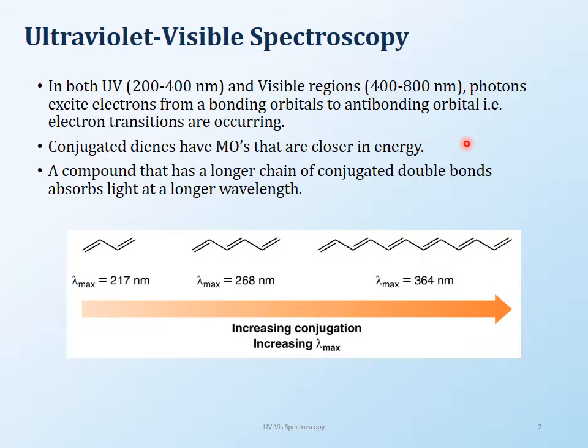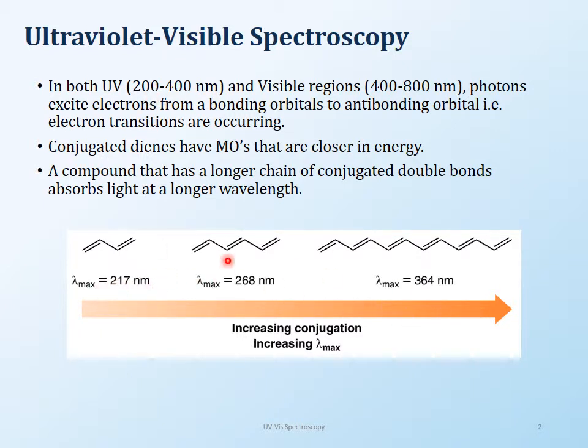As we talked about in conjugation, conjugated dienes or conjugated compounds have molecular orbitals that are closer to each other in energy, which means the electron transitions can occur a lot more easily. If they occur more easily, they don't require so much energy. If they don't require so much energy, then you will see the absorption more in the visible region than in the ultraviolet region, because remember, the visible region is lower in energy than ultraviolet.